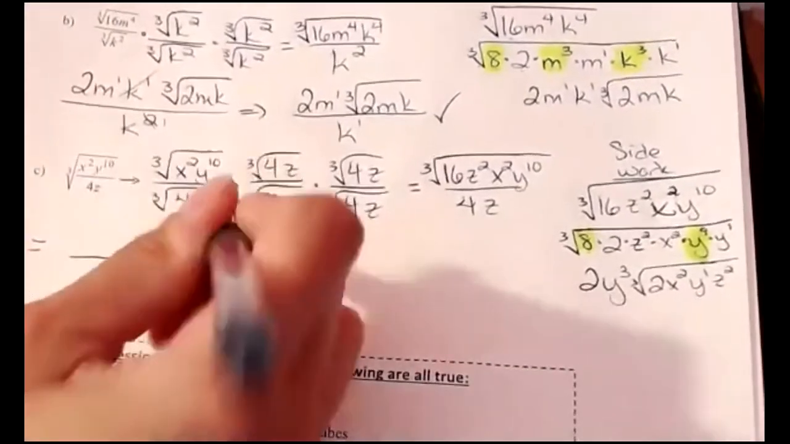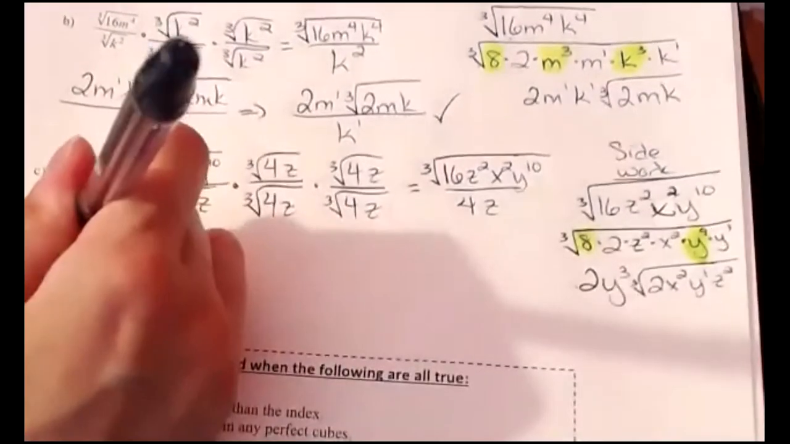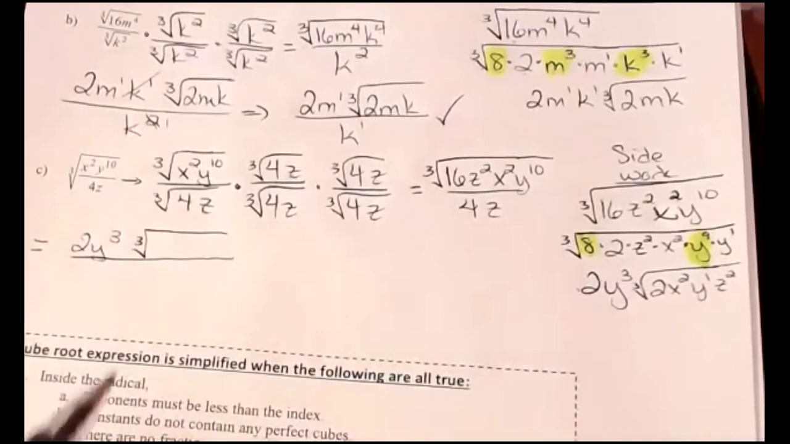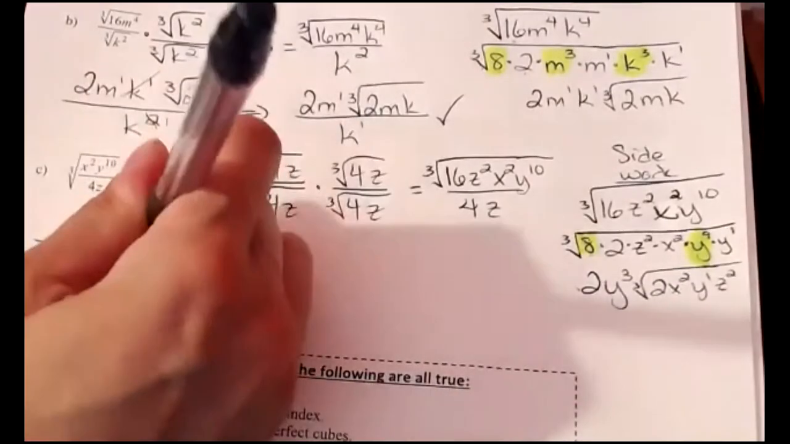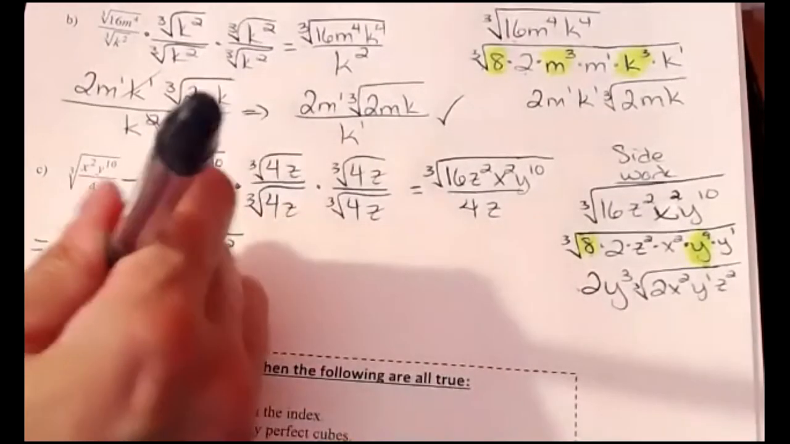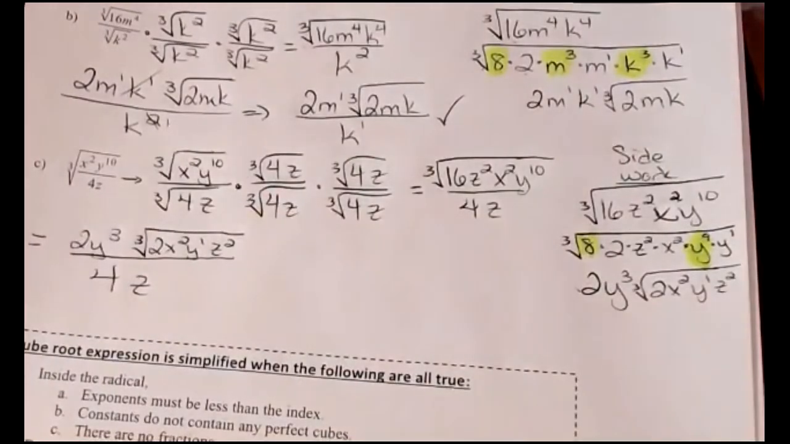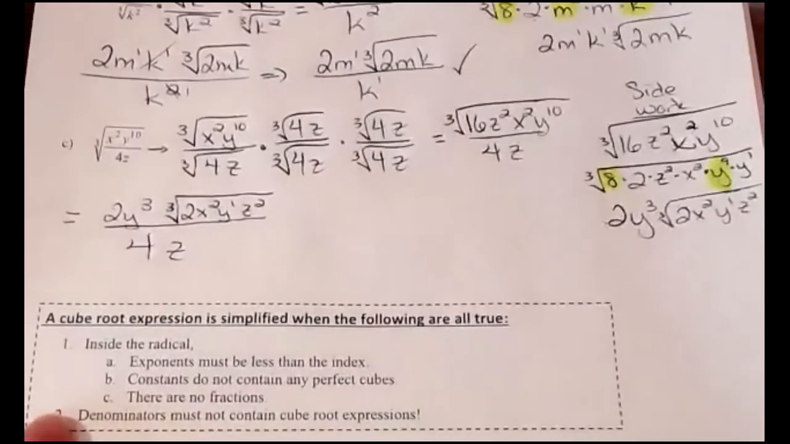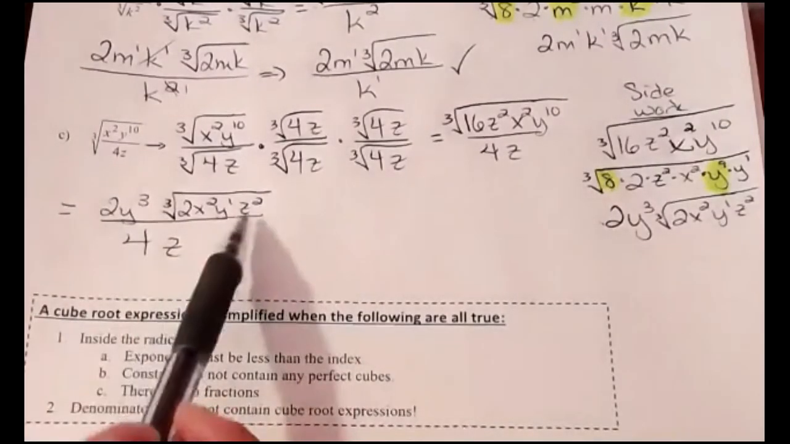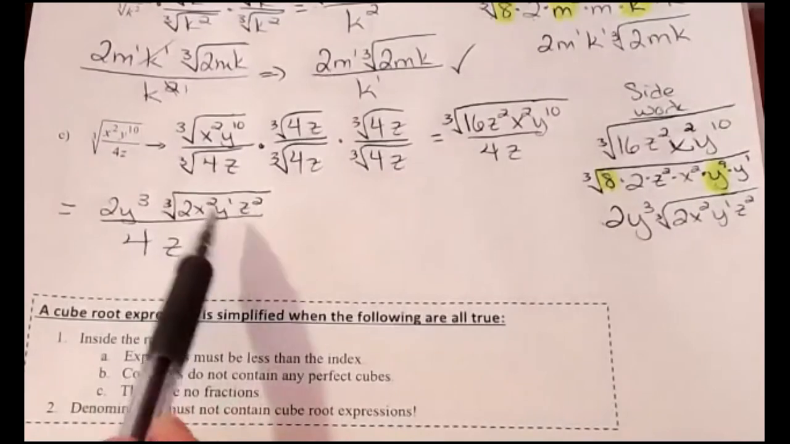In my numerator, I have 2y to the 3rd cube root of 2x squared y to the 1st z squared. My denominator is 4z. Can I simplify further? Am I done? I think you're done, because you can't mess with that z in the root. It's in the root, right? I agree. You're totally right. This stuff is trapped. Can't do anything about that.